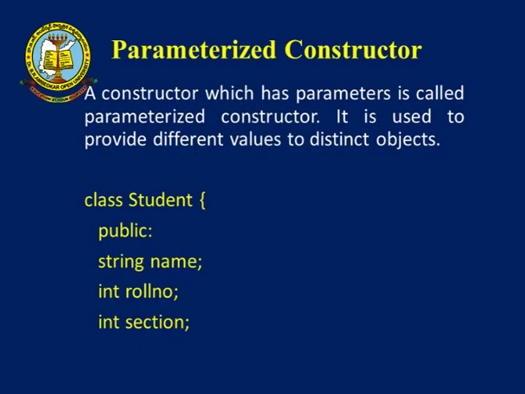Next is the parameterized constructor. This is the second type of constructor in the types of constructors. What is meant by a parameterized constructor? A parameterized constructor means we are passing parameters to the particular constructor. If you pass some parameters to a constructor, that constructor is known as a parameterized constructor.